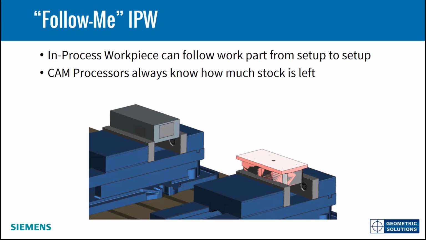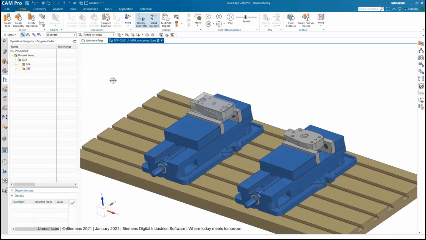Another thing that we like to talk about in Solid Edge CAM Pro is the Follow Me IPW, or Follow Me In-Process Workpiece. Basically, when you have a part like this, you've got two different vises, you're taking the part and flipping it. Well, the CAM processor is going to know how much stock is left. Let's see a brief example.